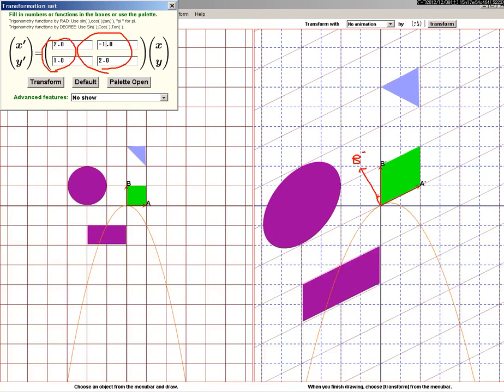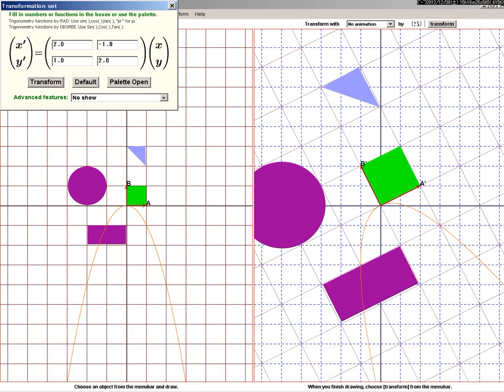OA dash and OB dash are perpendicular, and the length of both vectors is square root 5. So this square moves to this square. So it must be a combination of enlargement of factor square root 5 and rotation of angle theta. It should be. And you can see the result immediately.